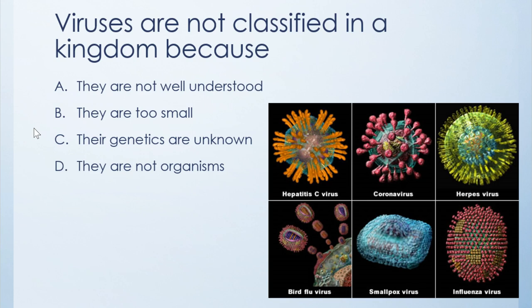We understand many of them very well. They are very tiny, but lots of things are tiny. We know a lot about virus genetics. Actually, we use viruses, the virus genetics, to do a lot of biotech stuff, and we'll talk about how that works later on. So it's none of that. It's just that they're not alive. That's it. They're not alive, and our classification system is for living stuff.